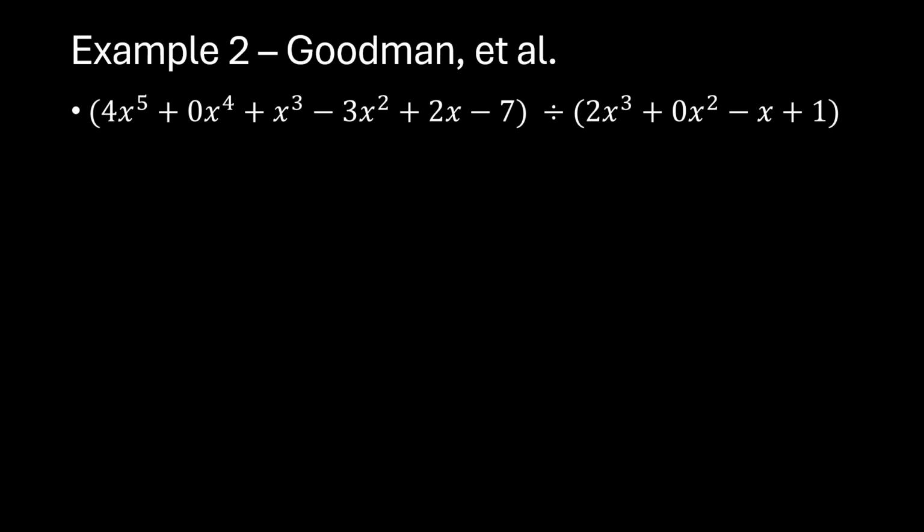So again, you put these in descending order. Notice that this is a little different from the previous example. In the previous example, the leading coefficient was 1. Here it's not 1, it's 2, so you're going to do things a little bit differently here. So you have 4, 0, 1, -3, 2, and then -7.